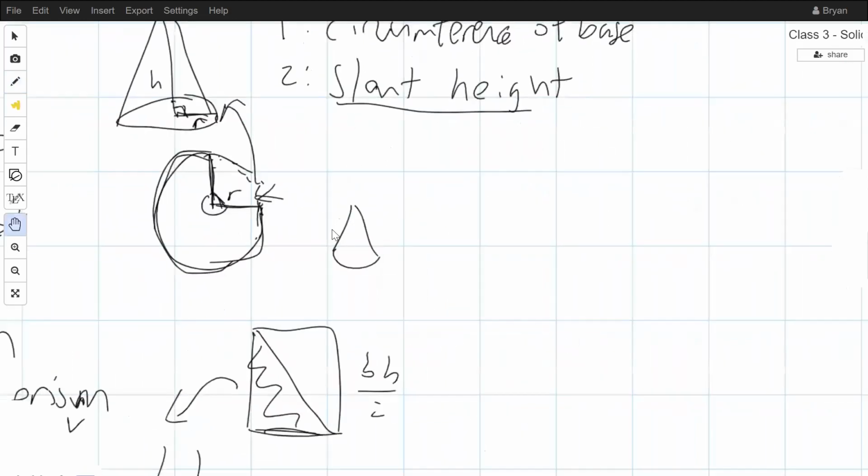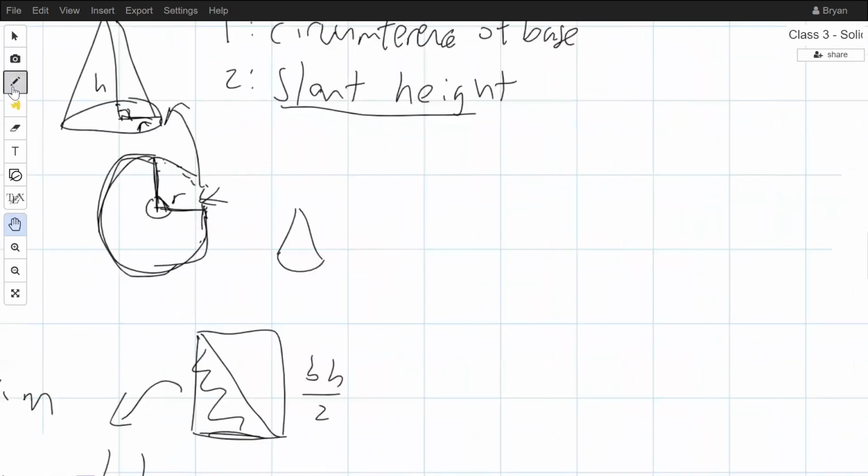That can be so confusing, so I think I'm going to give you just some numbers that you can work with.